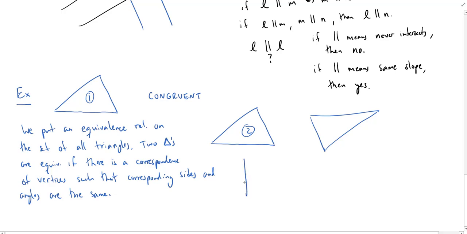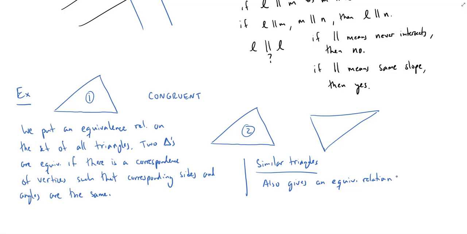Okay. Incidentally, similar triangles, right? So that notion also gives an equivalence relation. Okay. Now, let's talk for a moment about the equivalence classes. So when you have a congruent equivalence relation, congruent triangles, then you just pick one triangle from each congruence class, right? So you take a triangle and you say, okay, what are all the possible congruent triangles? And I just pick one of those.